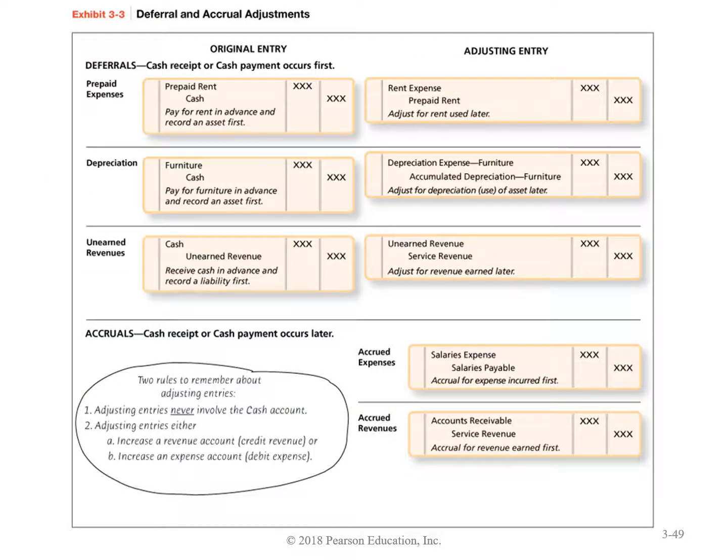Adjusting entries never involve the cash account. They're updating something other than cash. Adjusting entries always increase a revenue account or increase an expense account. And they always involve an income statement and a balance sheet account.